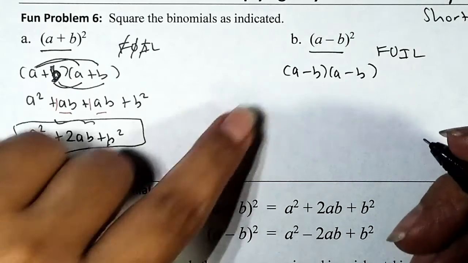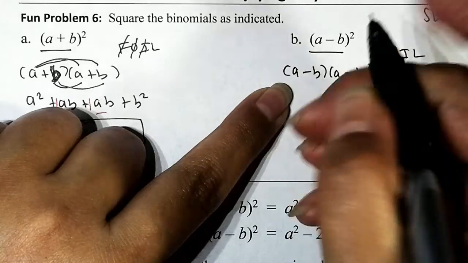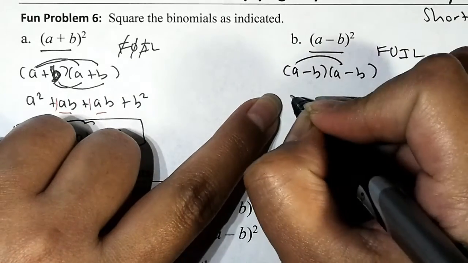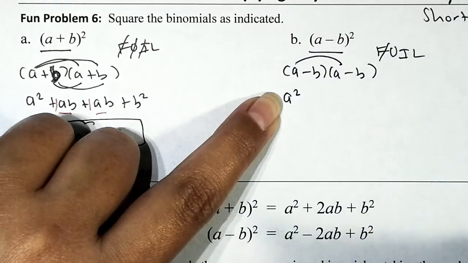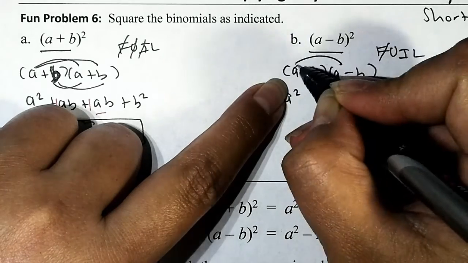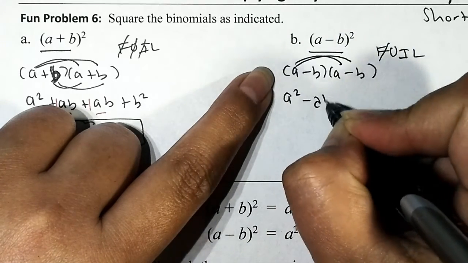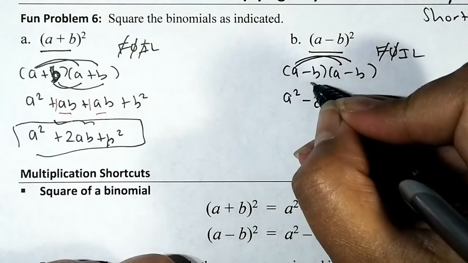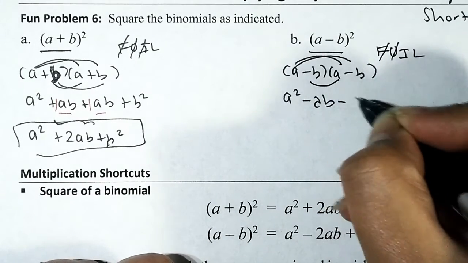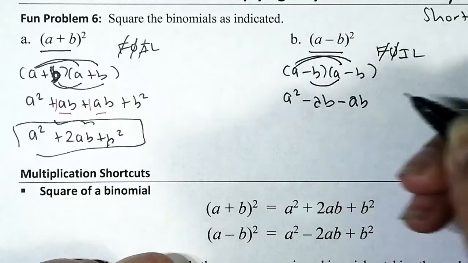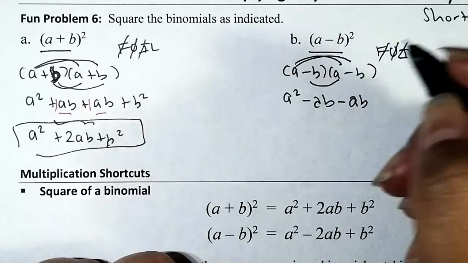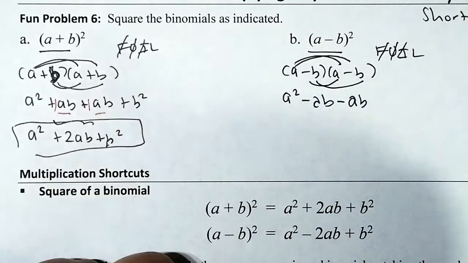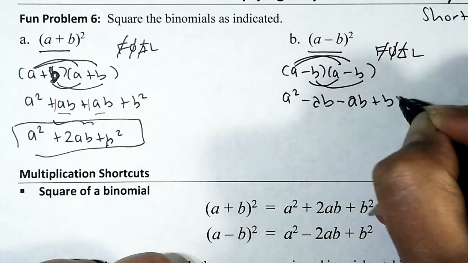F, product of the first terms. Product of the first terms, namely a times itself, will give us a squared. O, product of the outer terms. Product of a and negative b will give us negative ab. I, product of the inner terms. Product of negative b and a is negative ba, but love yourself, put those in alphabetical order. Okay, L, product of the last terms. Negative b times itself will give us positive b squared.